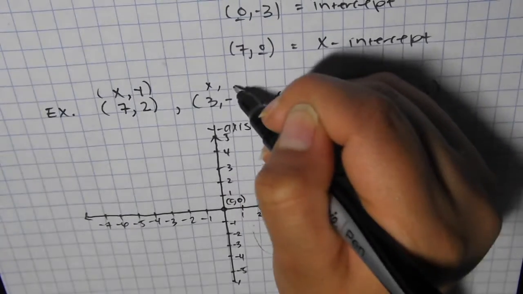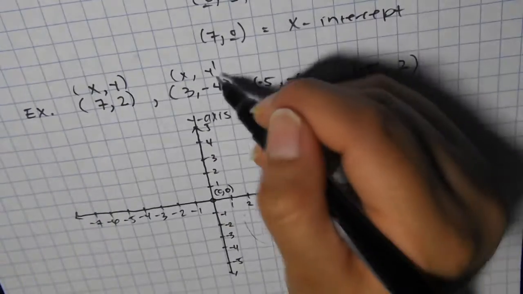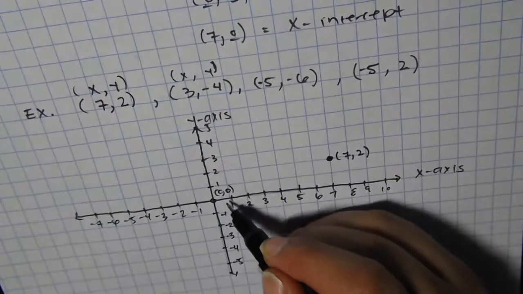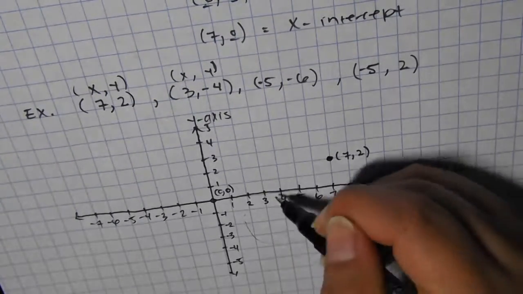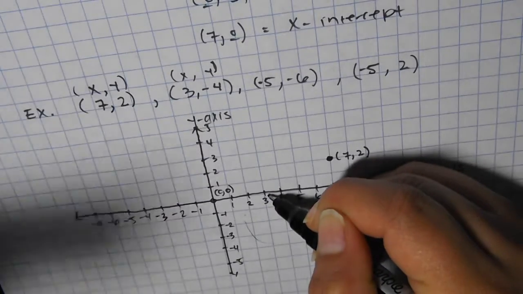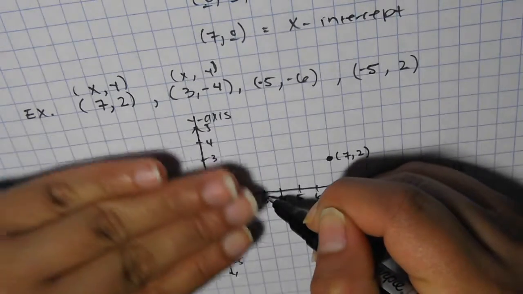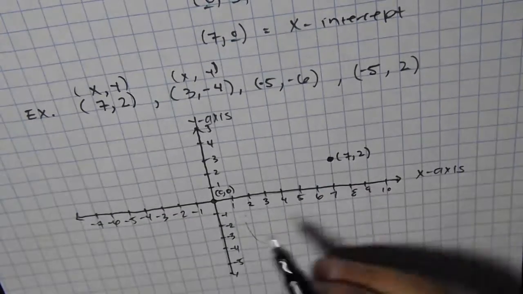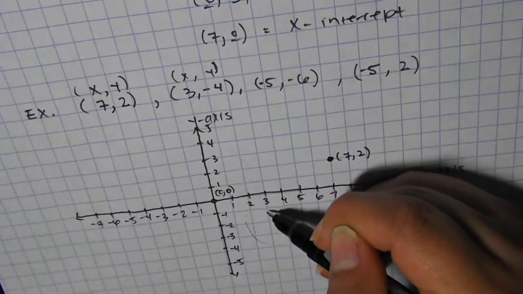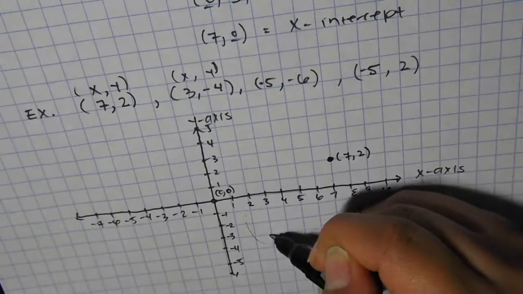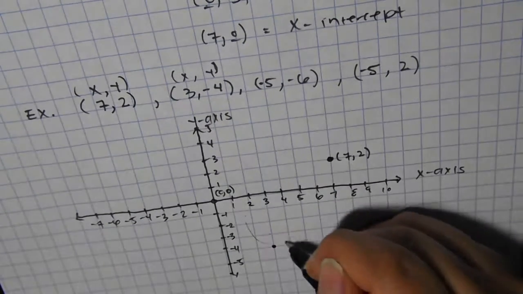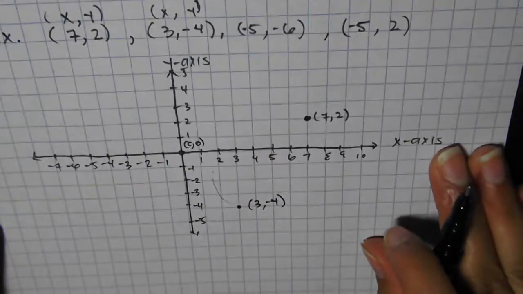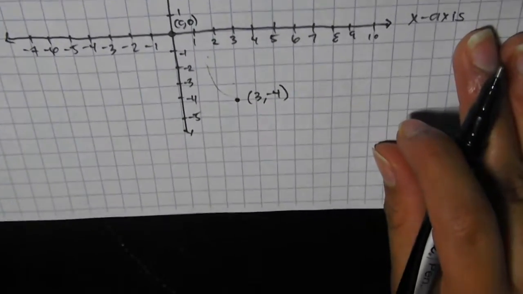My next point is 3, negative 4. My x is positive 3, so I know I'm going to go to the right 3 units from the origin. So here's 1, 2, and 3. Now my y value is negative 4, so I know I'm going to have to go below the x-axis, below this line. So I'm going to go down 4: 1, 2, 3, and 4. And that's my point 3, negative 4.